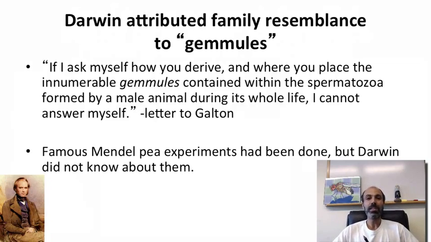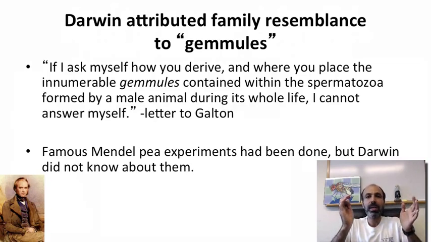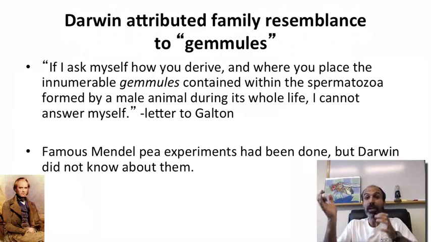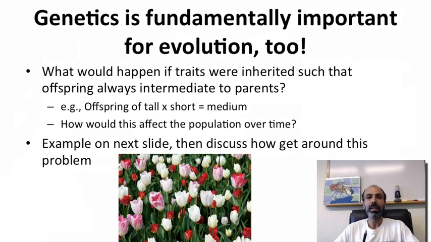Now, actually, there was some information at this point about genetic inheritance from the famous pea experiments by Gregor Mendel. However, Darwin did not know about these. Now, it's important to understand genetics, and it would have been actually very helpful for Darwin to understand genetics to help us understand the process of evolution as well. There's something that comes out if you don't really understand genetics that becomes a problem for evolution. So let's look at this.